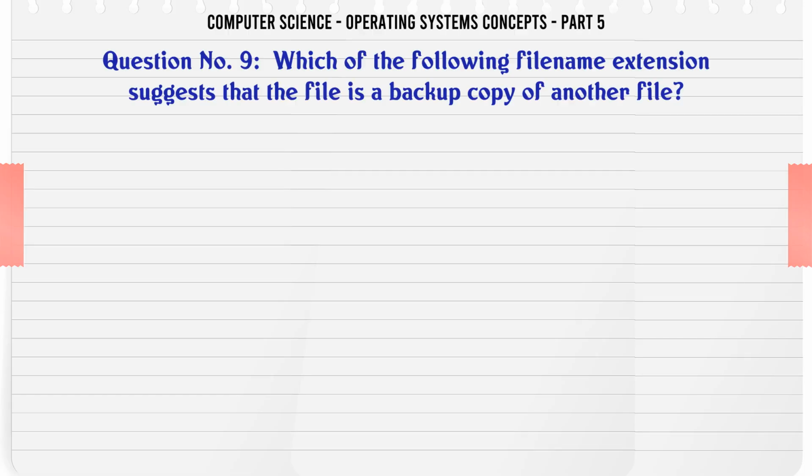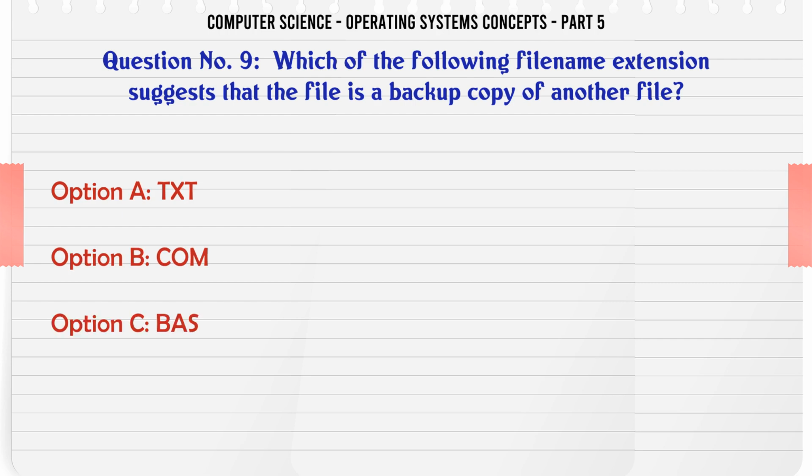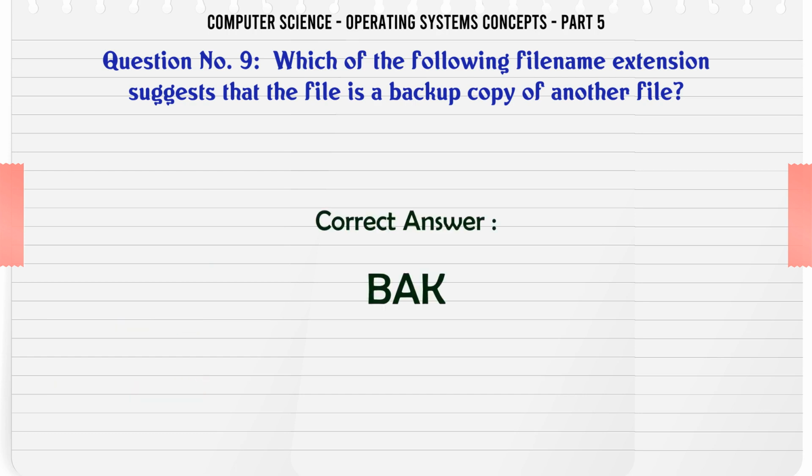Which of the following file name extensions suggests that the file is a backup copy of another file? A. txt. B. cum. C. bus. D. bak. The correct answer is bak.